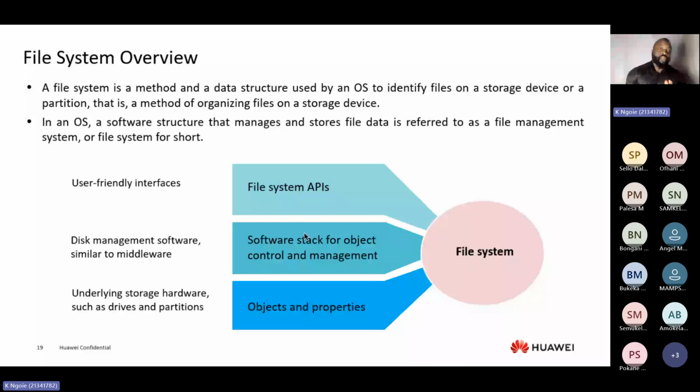So basically, you have a user-friendly interface which will help you in terms of disk management software. You have disk management software, and then you have underlying hardware here, such as your hard drive. So this is the user, and the user is going to be using this file system. The file system can have file system APIs, a certain software stack for object control and management, and you have your objects and properties. So basically, the main function of the file system is to make sure there is an organization.